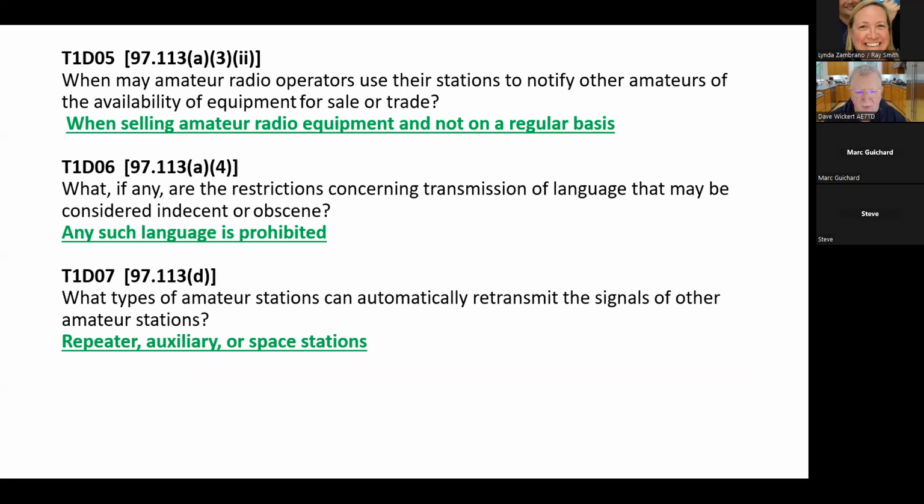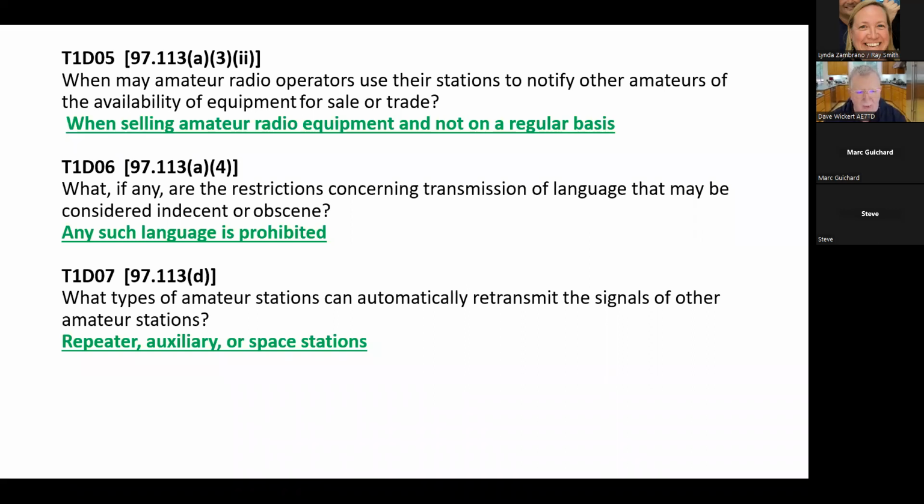Are there any restrictions concerning the transmission of language that might be considered indecent and obscene? It should not surprise you that that language is prohibited. The FCC does not define what that language would be. The way we describe this with scouts is we tell them any words that their grandmother would not allow them to use cannot be used on the radio. We used to say parents, but parents don't have a good reputation these days as far as filtering their language sometimes. So we switched to grandparents.